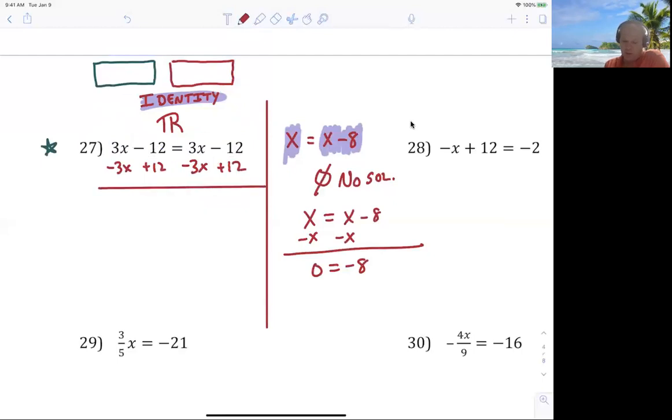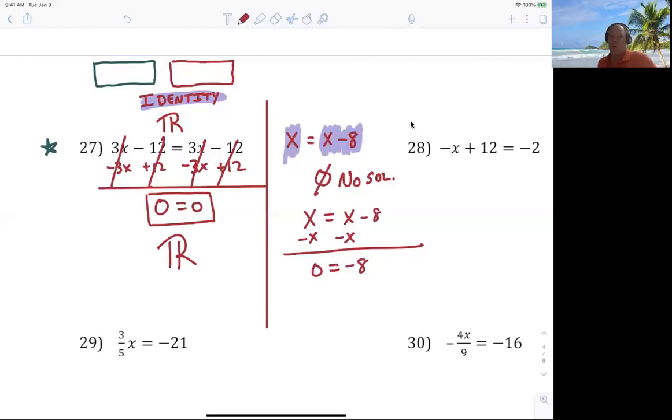When I do that, everything cancels. So essentially you're saying 0 equals 0. Well, 0 equals 0 is a true statement, and it's always true. Therefore, it's an identity. So again, you could say all real numbers. All right, so those are the two big things that you learn in this unit, a thing called an identity and no solution. All right, so now let's knock out 29.